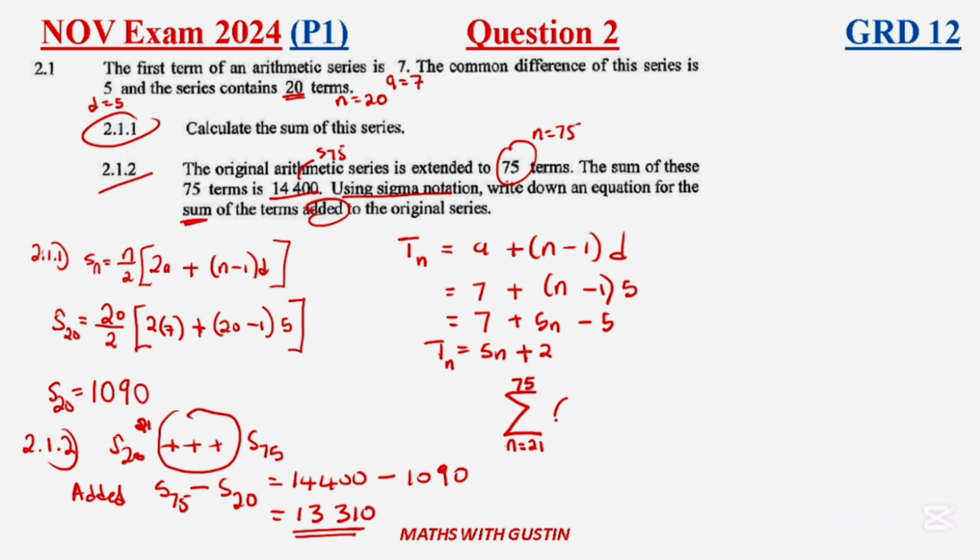What, using which formula? Using this formula, 5n plus 2 close bracket. Then our sum will have to be 13. Remember, this is the sum of what is added. So this is how you would express this in terms of sigma notation.